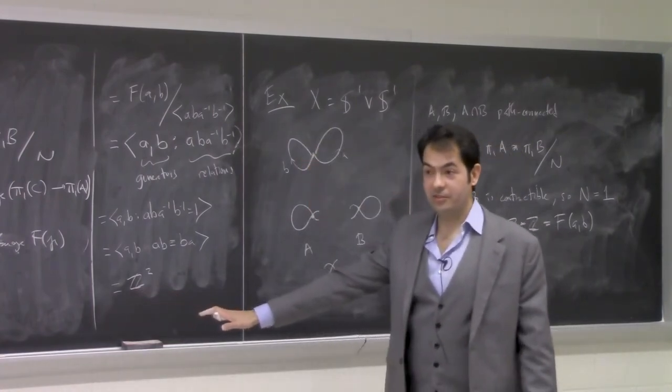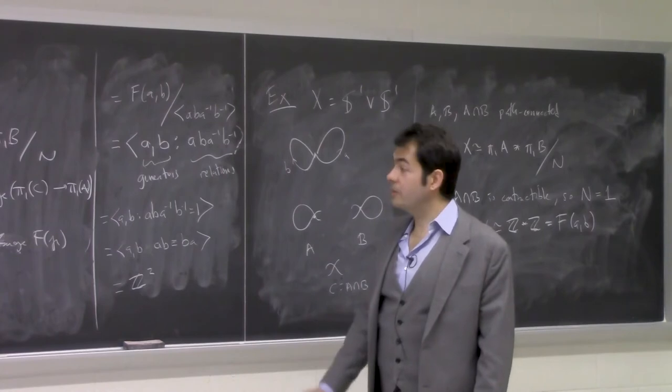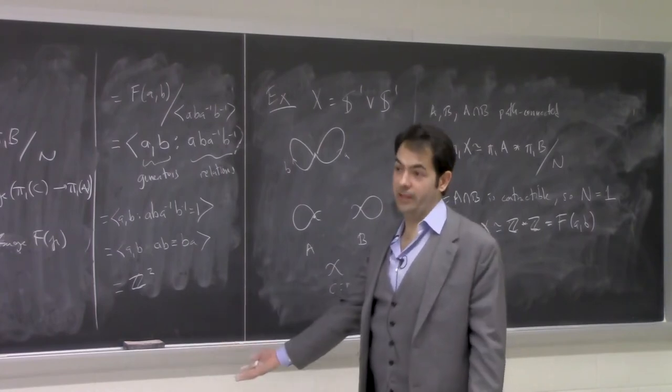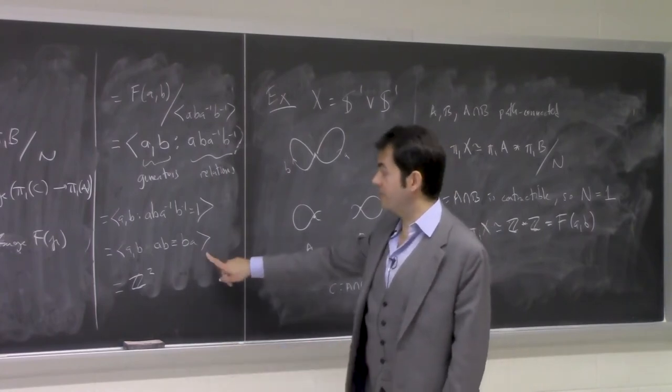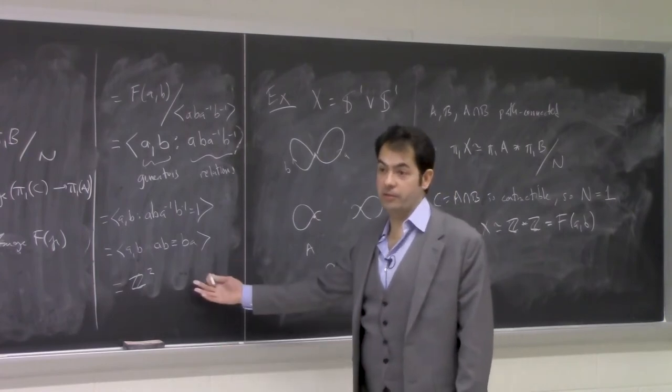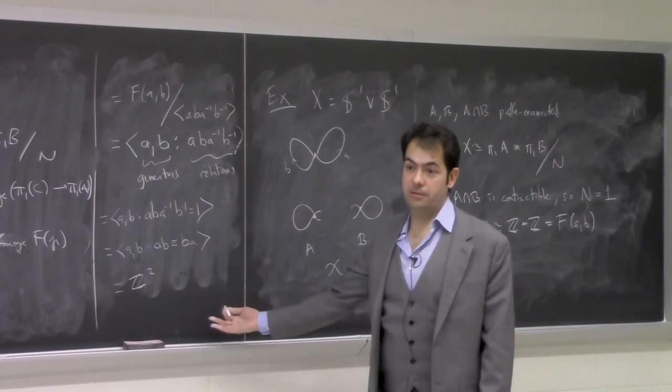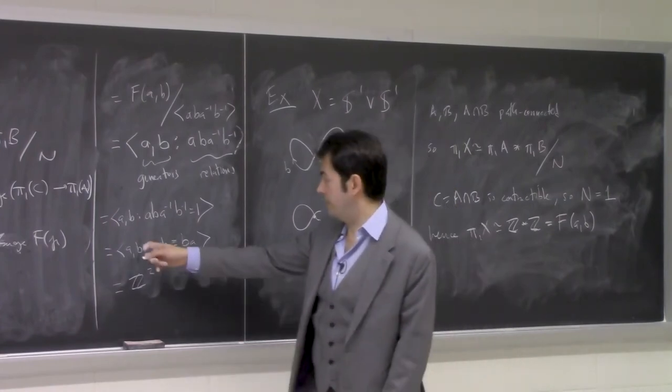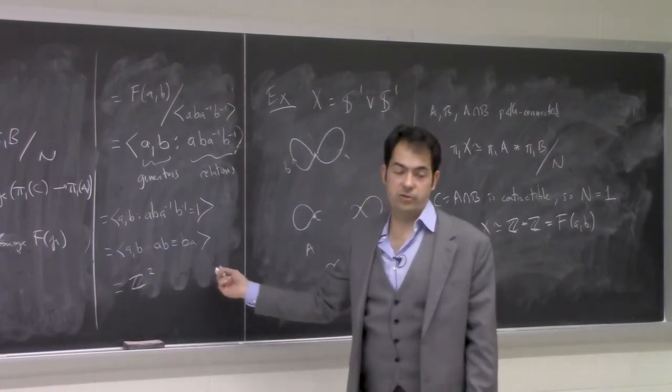Okay, questions on this? All right, so this is what most of the computations you do with this look like. You end up with a presentation of a group, it's called. Right? Every group has a presentation, not necessarily finite. Right? But you can always write a group as some generators and then the relations between them.